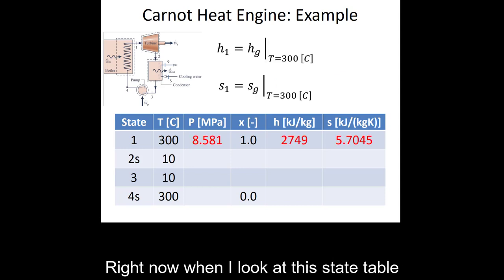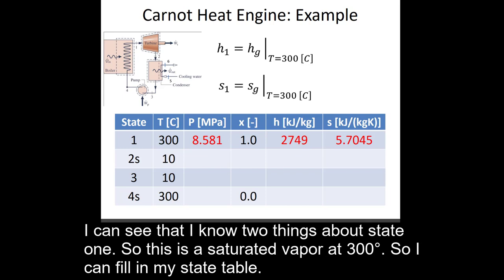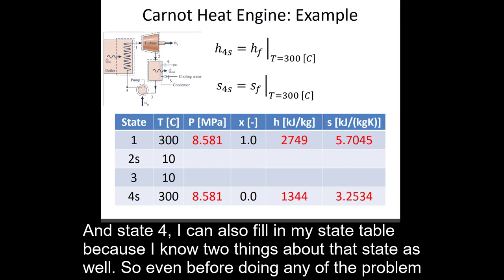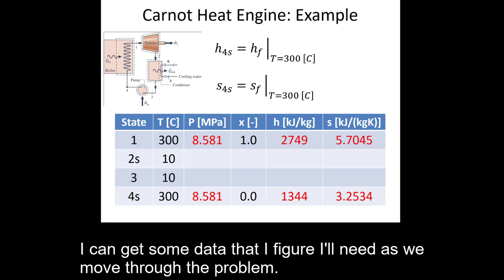Right now, when I look at this state table, I can see that I know two things about state 1. So this is a saturated vapor at 300 degrees, so I can fill in my state table. And state 4, I can also fill in my state table because I know two things about that state as well. So even before doing any of the problem, I can get some data that I figure I'll need as we move through the problem.